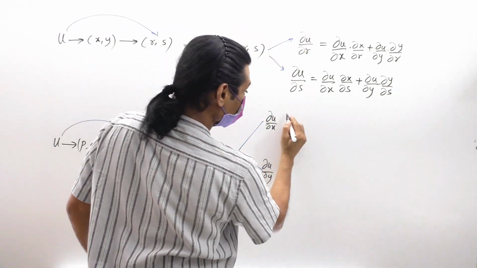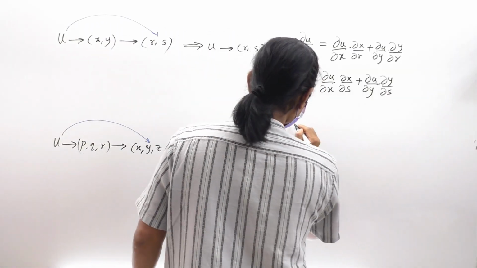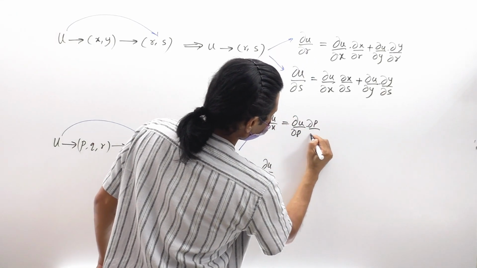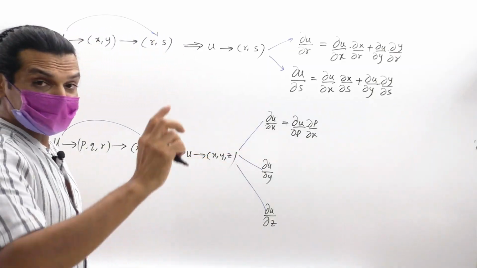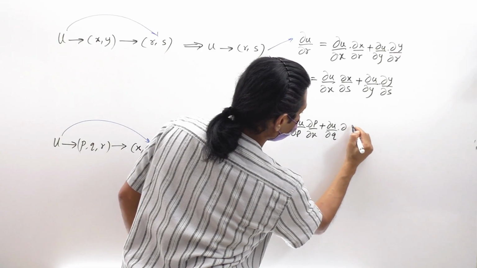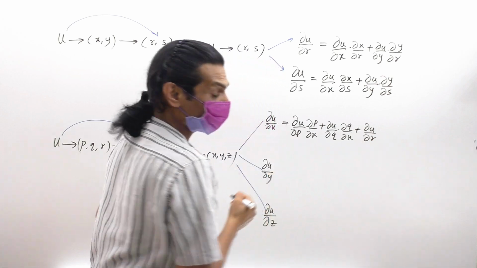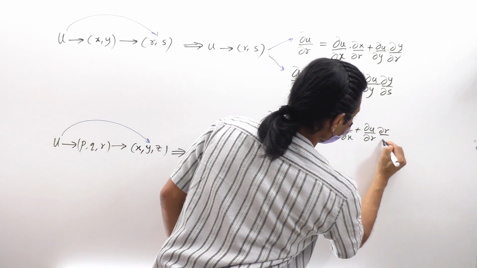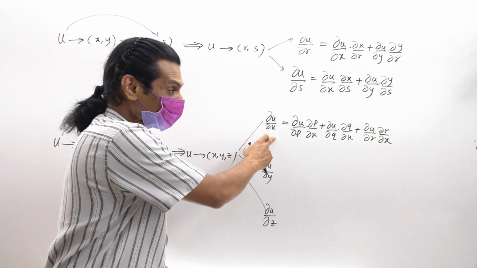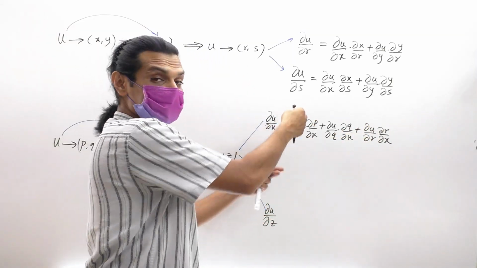See, with respect to how many wives are here? 3 wives p, q, r. So, how do I write it? We write dou u by dou x as dou u by dou p into dou p by dou x, very very simple. Next one is second wife q, plus dou u by dou q into dou q by dou x, plus dou u by dou r, third wife, into dou r by dou x. That's it. See how it's maintained. Dou u by dou x: dou p cancels, dou q cancels, dou r cancels, dou u by dou x maintained.